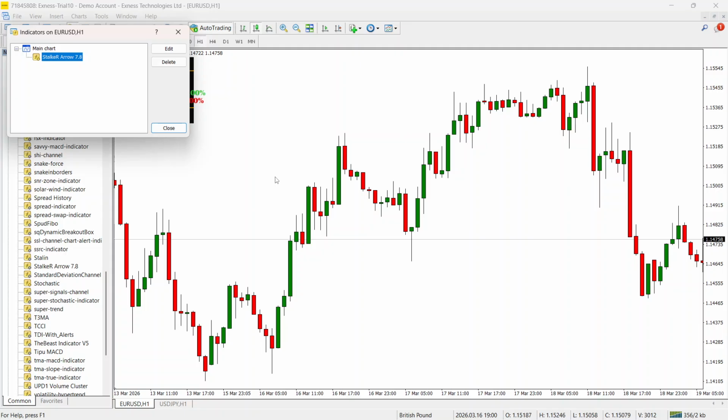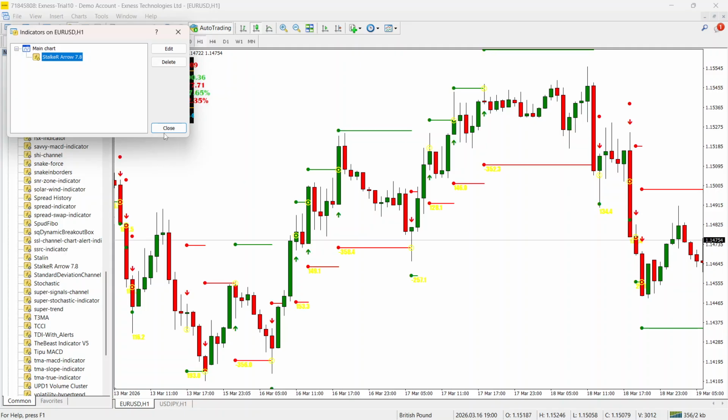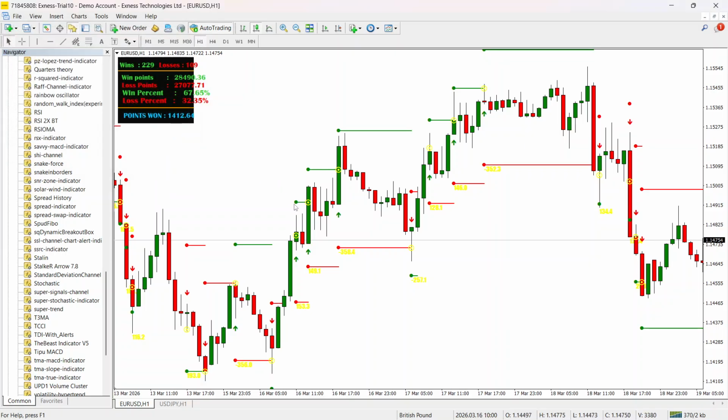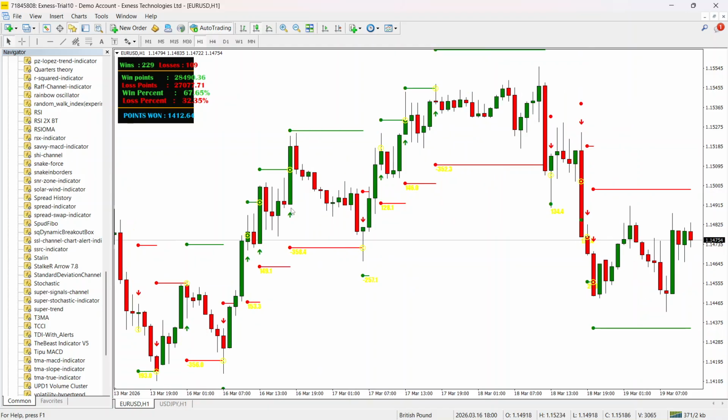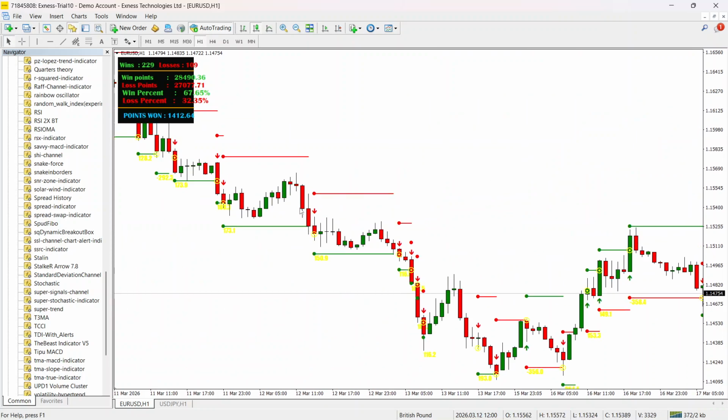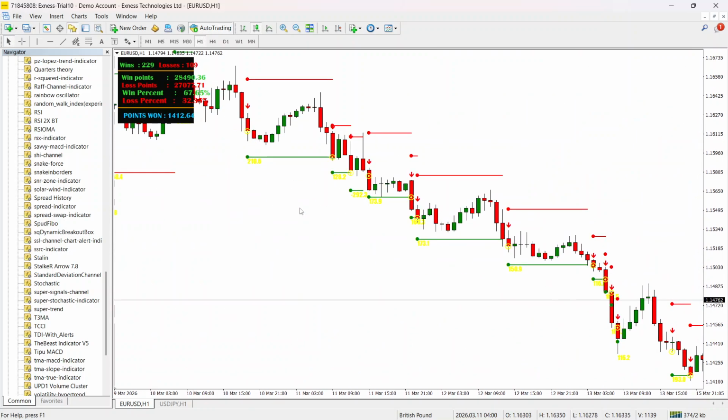Now, because these arrows are drawn directly on the main chart, they provide a clear visual map of where the tool has identified bullish and bearish conditions over time. The simplicity of the arrow display means traders can quickly see possible turning points or continuations without interpreting multiple sub-windows.